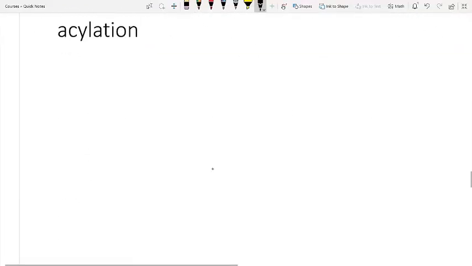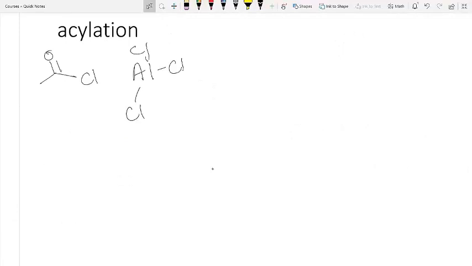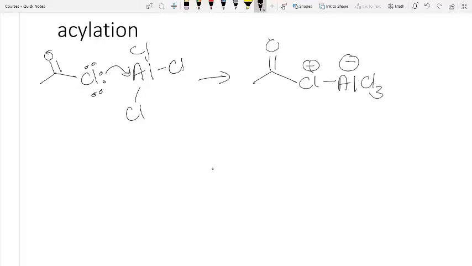Acylation is the same idea. So you take the aluminum trichloride, and the lone pairs on the chlorine will attack. You get this molecule, which is very unstable, and so this will split apart. And so in the past, we've talked about how you can't make a cation on a carbonyl. So this is very reactive.